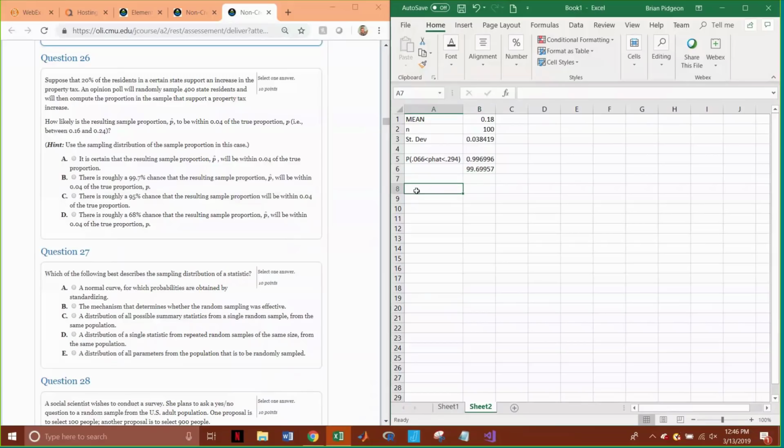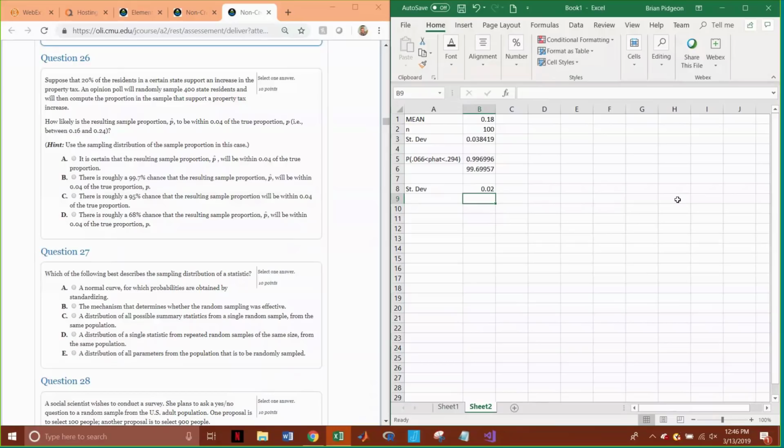Well, let's calculate the standard deviation. It's the square root of p times 1 minus p over n. So the square root, our p is 0.20, times 1 minus 0.20, divided by our sample size of 400. And we get the standard deviation is 0.02.